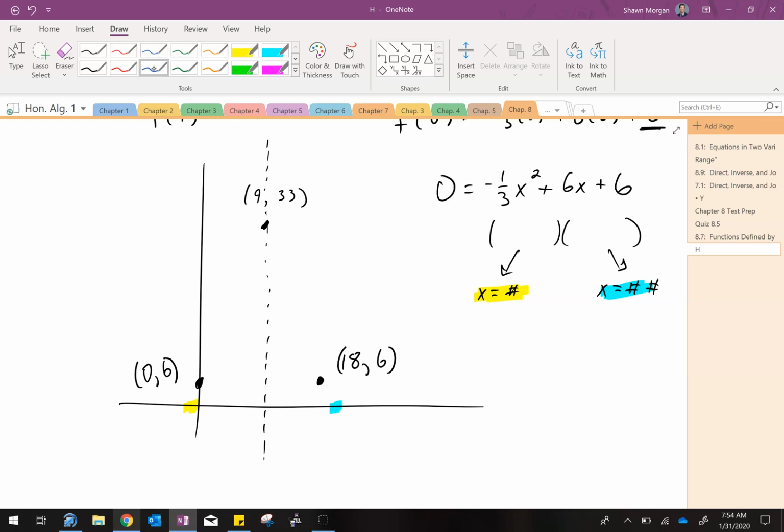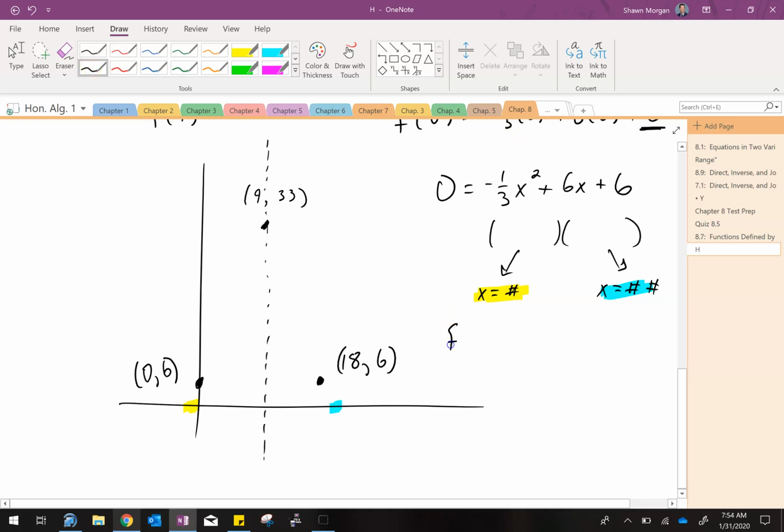And let me just say this. What would be another nice point to plug in? We've plugged in x equals 0. We plugged in x equals 9. We used symmetry to figure out x equals 18. Should I plug in x equals 100? Should I plug in x equals negative 37? What would be a smart value to plug in? Something between what? Between 0 and 9, right? Maybe pick something that's a multiple of 3 because we know that you got a 1/3 up there. So could I plug in maybe x equals 3 and see what I get out?